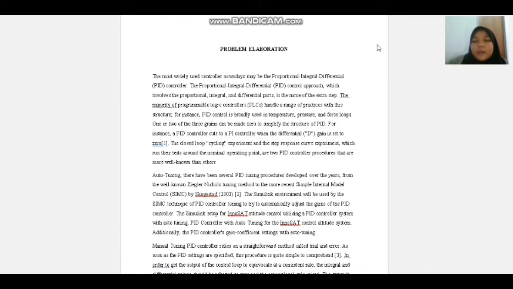I'll continue on the problem elaboration. The PID controller is the most widely used, involving proportional, integral and derivative parts. The majority of programmable logic controllers, PLC, handle a range of practice with this structure. For instance, PID control is broadly used in many fields. The closed-loop cycling experiment and the step-response curve experiment, which run their tests around the nominal operating point, are two PID controller procedures that are more well-known than others. We have auto-tuning and manual tuning.